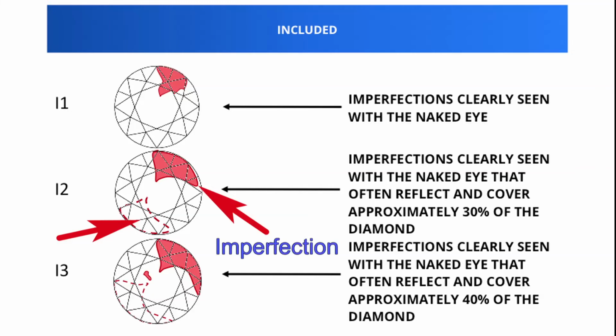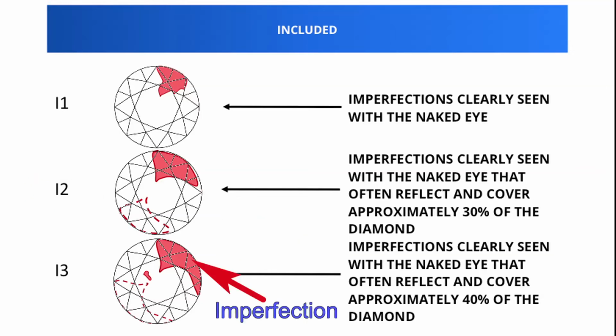What it is, this one here is a reflection of the real inclusion, which I've marked there. Now, if those cover about 30% of the stone, we're going to call it I2. If it covers 40%, and the inclusion here reflecting across together cover about 40% of the stone, we're going to call it an I3. If it is worse than that, then we're going to call it a reject, and laboratories, for instance, will not grade that stone because they don't believe it to be a gem quality warranting a grade.